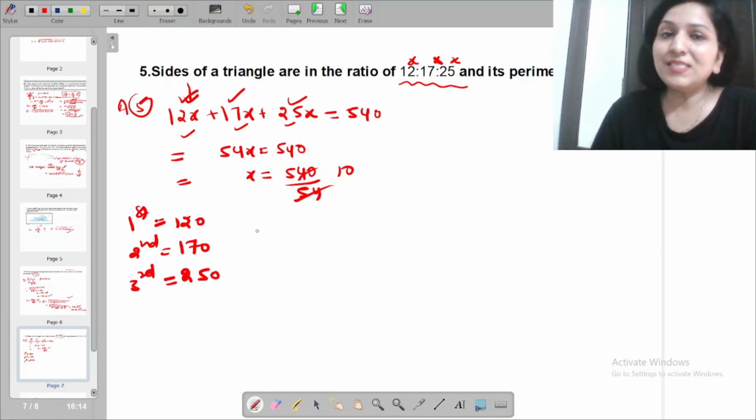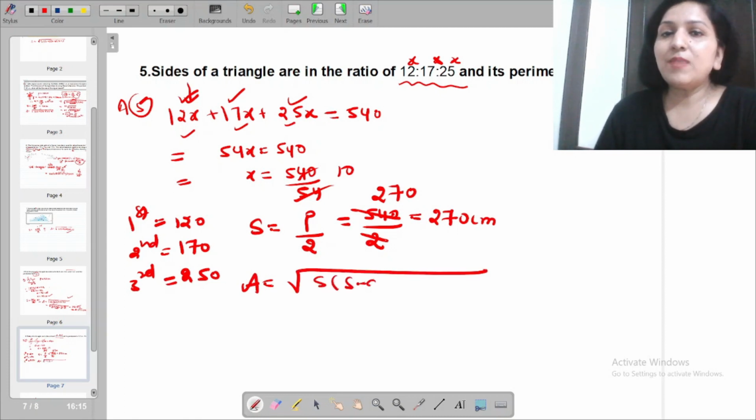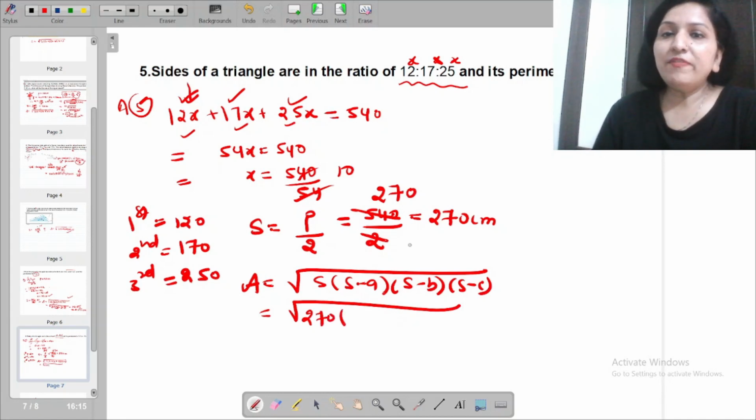First of all, find the semi-perimeter. Semi-perimeter is perimeter divided by 2. Perimeter is already given 540 divided by 2. 2 into 2 is 4. 2 into 7 is 14, along with a 0. Semi-perimeter is 270 centimeter. What is area? That is under the root S, S minus A, S minus B and S minus C. S is given to us as 270.